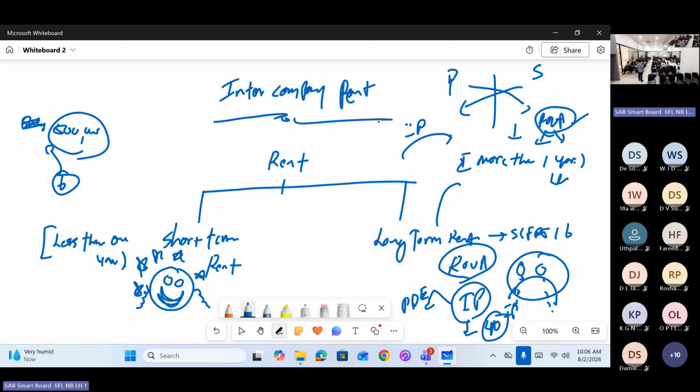If we assume that as one single entity, parent and subsidiary are now one. If it is so, have we given any property to an outside entity for rent?